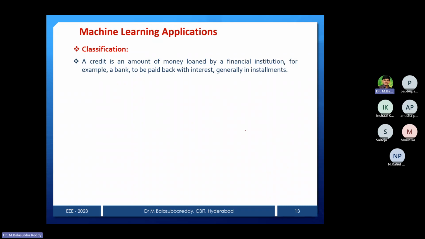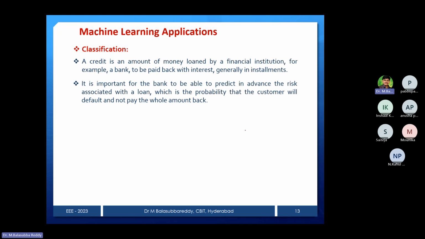In this classification, credit is the amount of money loaned by a financial institution, for example a bank, to be paid back with interest, generally in installments. Normally we take a loan, some 10 lakhs or 20 lakhs, and we pay the money in the EMI model. The bank must know in advance whether this customer is a risky customer or is going to pay back or not.